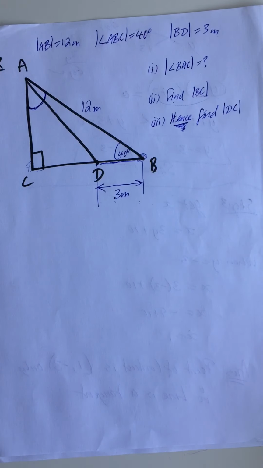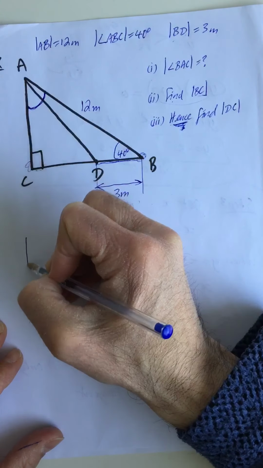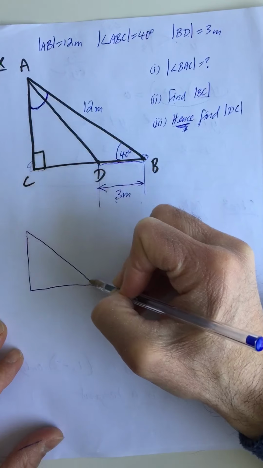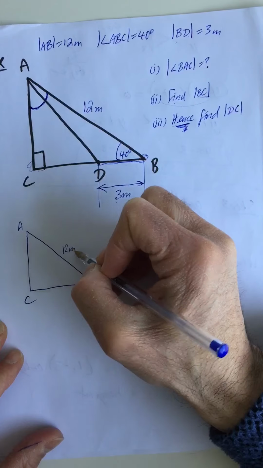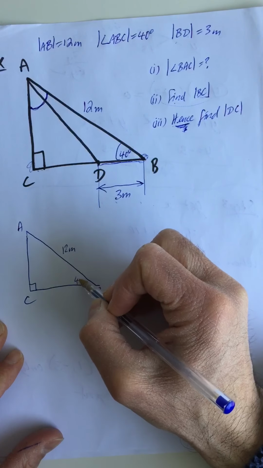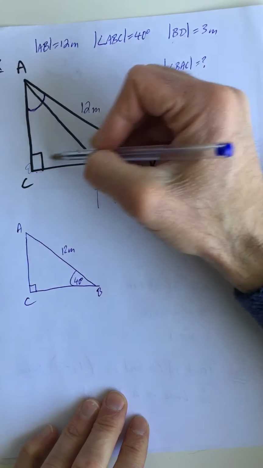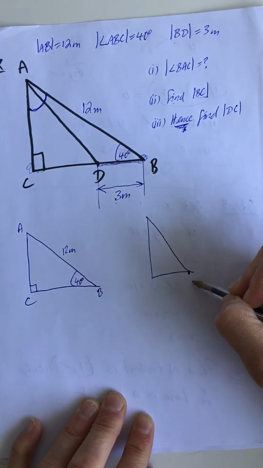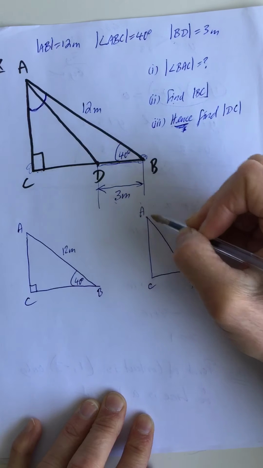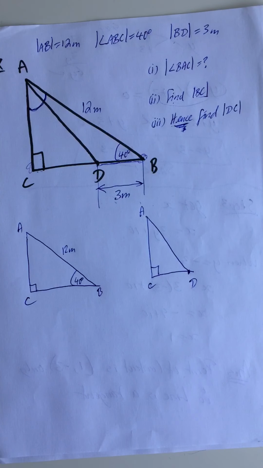How do you deal with a problem like this? The first step, if you're not sure what to do, is to draw the triangles out separately, especially right angle triangles. So I'm going to draw the big right angle triangle on its own, a little sketch. You've got A, B, C. I know this is 12 meters, this is a right angle, and this is 40 degrees. I don't know anything else about that one. I also have the smaller right angle triangle like this, where this is D, this is C, and this is A, and this is a right angle. I don't know anything about that one yet.